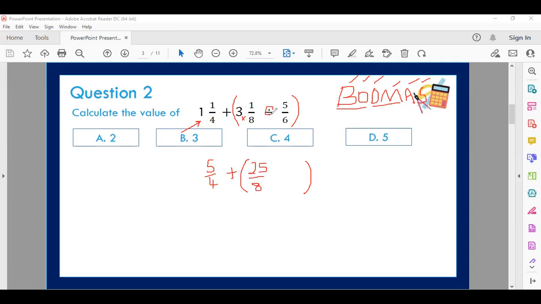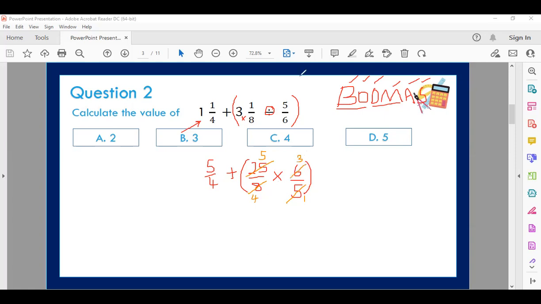And this is a division. You learn this in standard 6. Change it to multiplication and inverse the following fraction. So 5/6 will become 6/5. Don't forget this. So 25 and 5 will cut off. This will become 1. This is 5. 8 and 6 also can be divided by 2. So this will become 4, and this 6 will become 3.